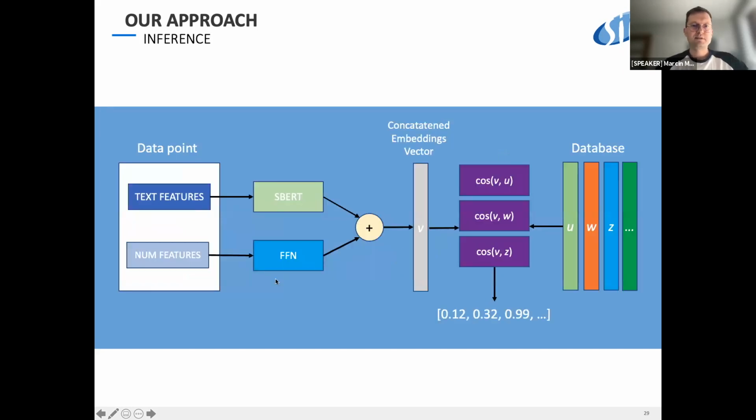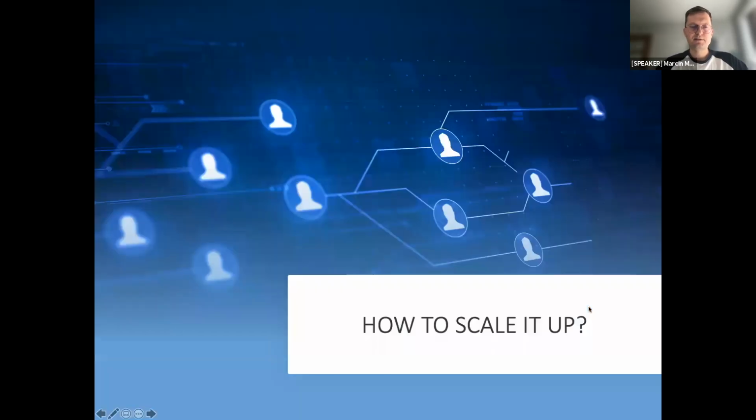For inference, we simply run a new record through both of our models. We concatenate the results to obtain these concatenated embedding vectors, and we are ready to compare this vector with all the other records in the database using a simple similarity metric. In our case, it's cosine similarity. However, this still doesn't scale up because we still need to compare this data record to all the other records in the database. So let's see what we did.